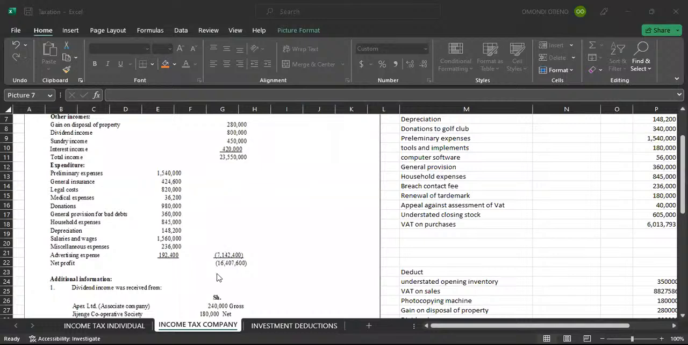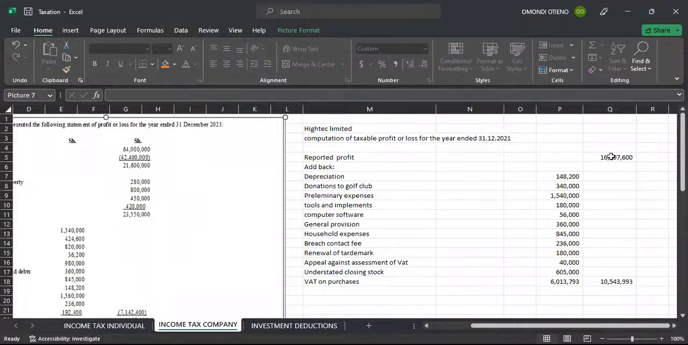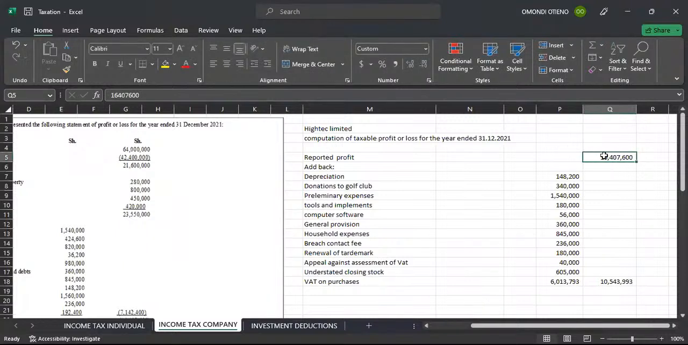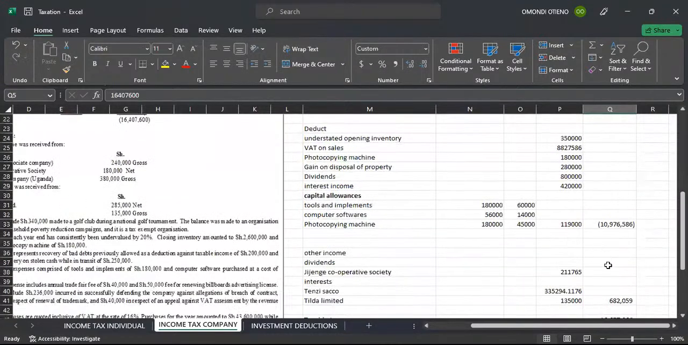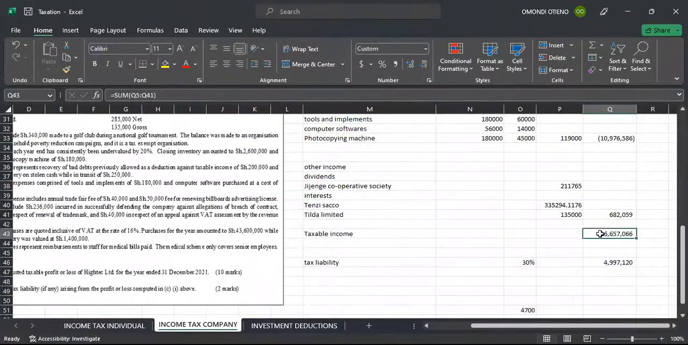So if it's a positive, this one here should not be a negative. If it is a positive up there, then the figure which you are picking or lifting directly should also be that same figure. It is a positive. So if you bring in that positive value there, I believe everyone is getting what we have down here as the taxable income.